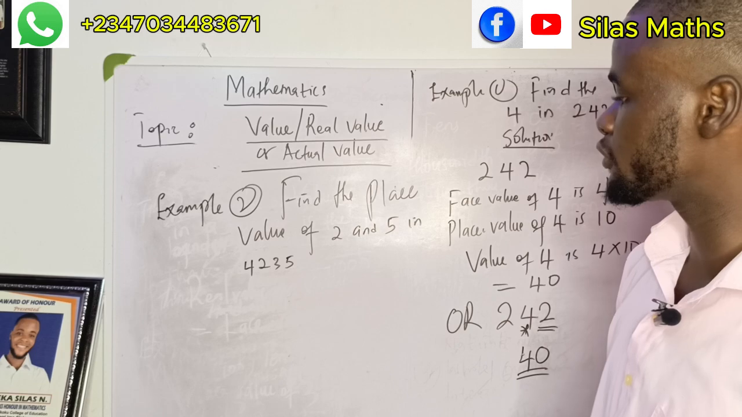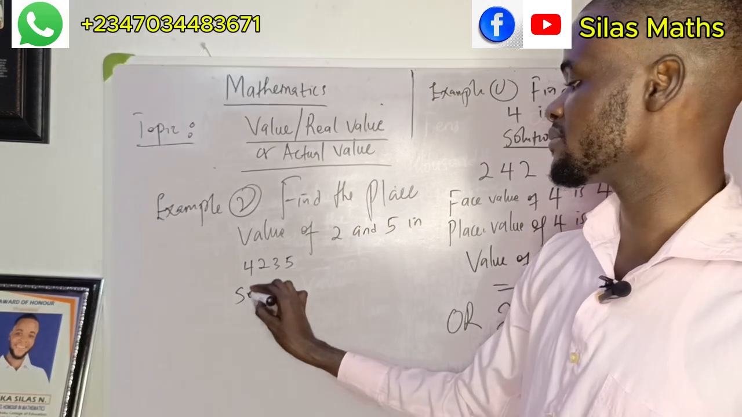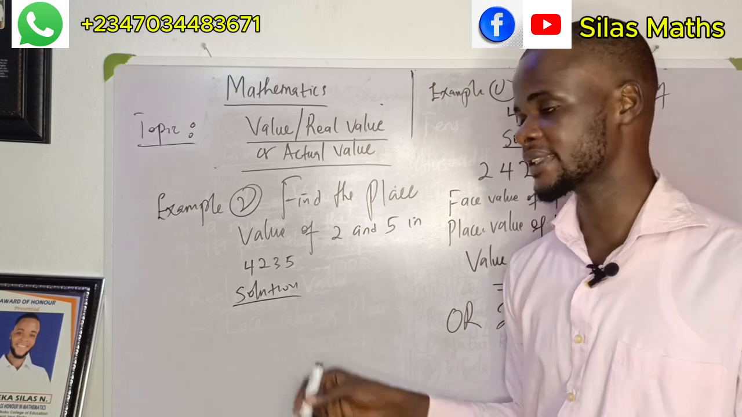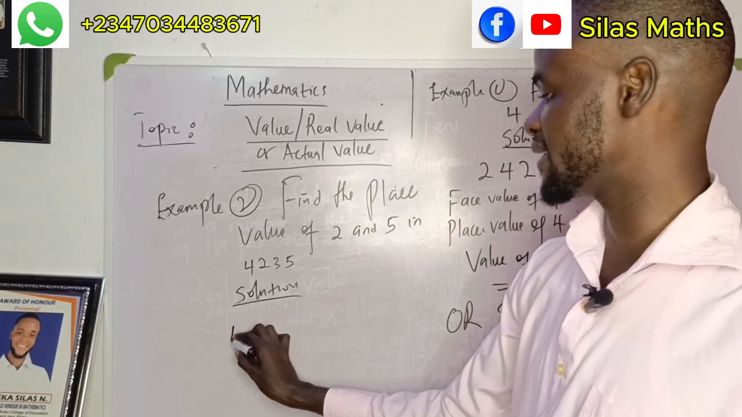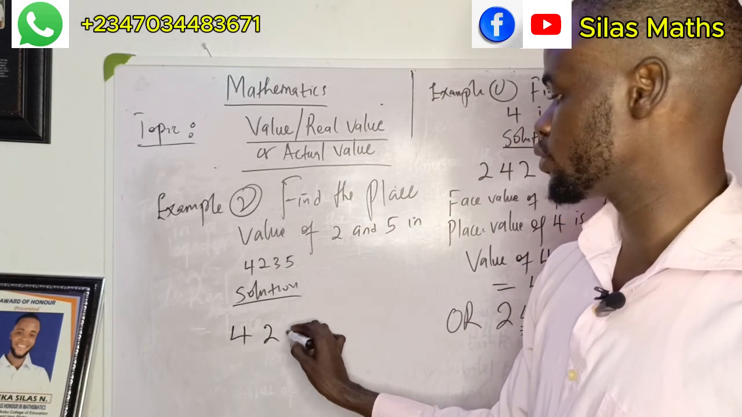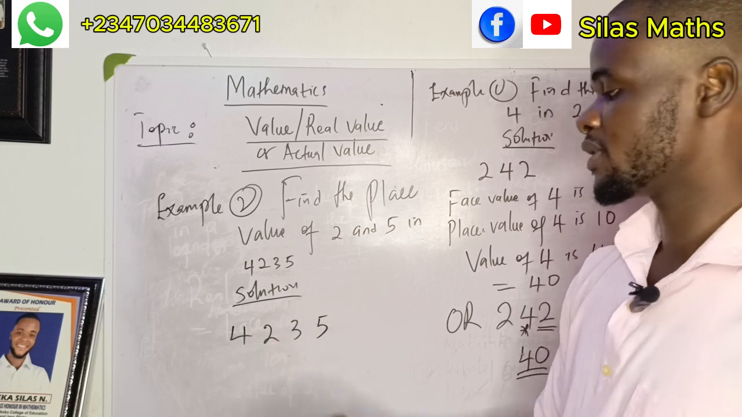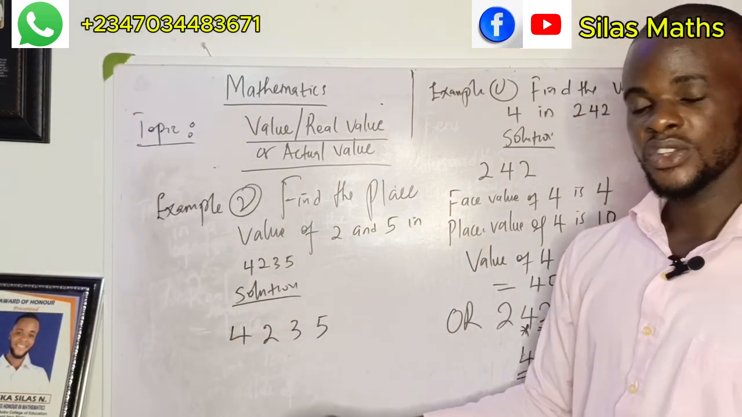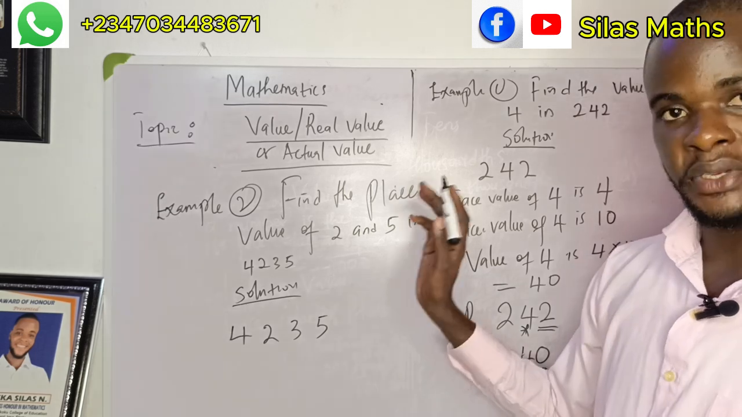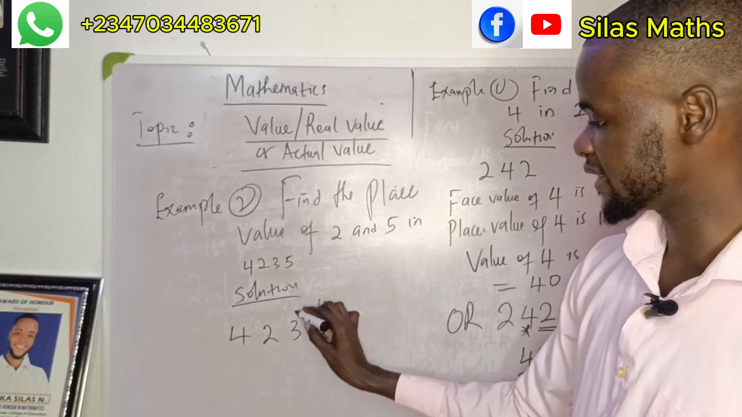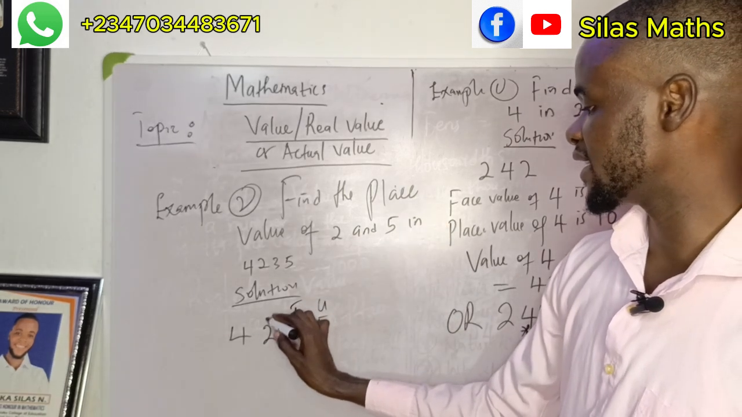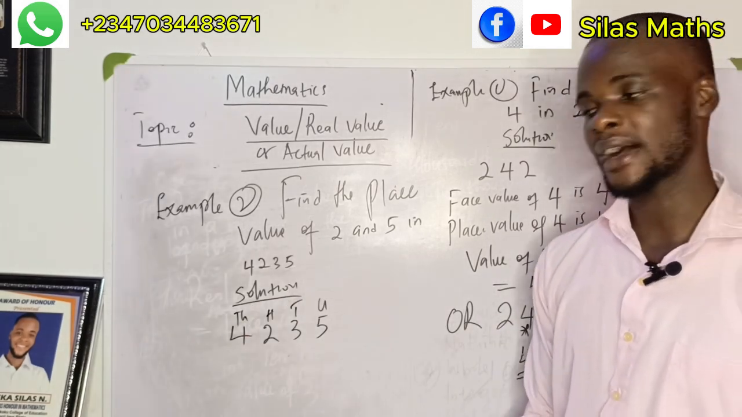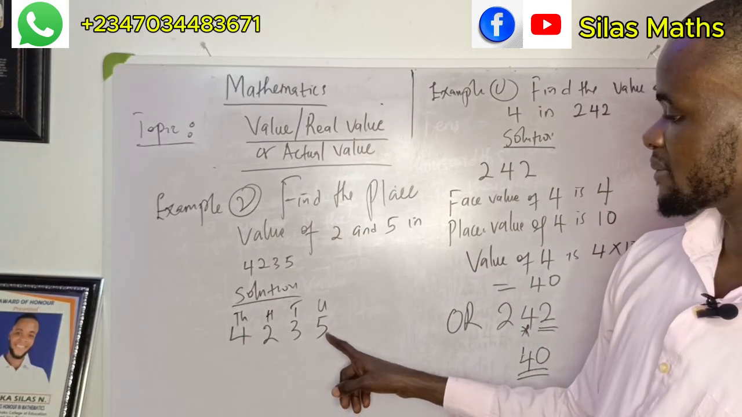The place value of 2 and 5 in this number. So this number is 4,235. We'll write out the number like this: 4, 2, 3, and 5. So we want to get the place value of what? 2. Look at 2 over here. So let us write out their place value first. This is unit, tens, this is 100, and this is what? 1,000.